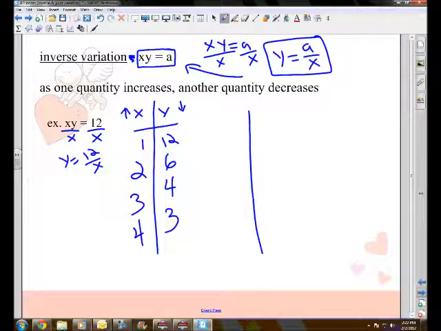If we want to graph that, we certainly can. We'll start with 1, 12. I'm going to say that's about there. 2, 6, 3, 4, and 4, 3. Now, what we ought to notice here with this particular graph is that it's not a straight line. We're going to have some kind of curve in it like that. We're going to be talking about asymptotes, things like that, with these types of equations. But we'll get into that later.